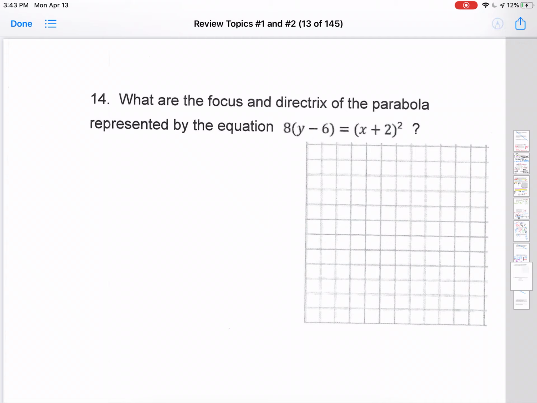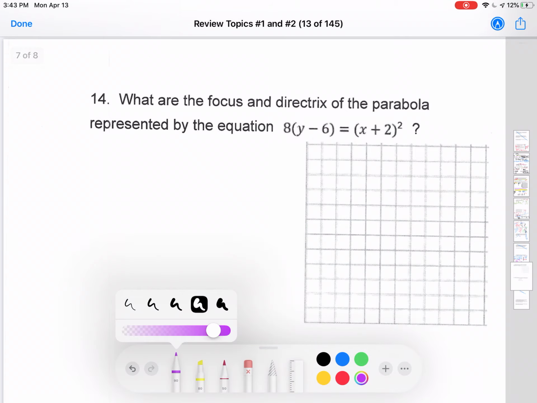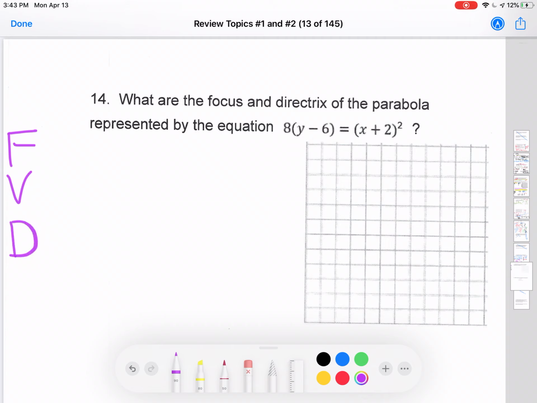Okay, so we see it again, the focus directrix stuff, right? So let's start out the same way. So we're going to find the vertex, don't panic.